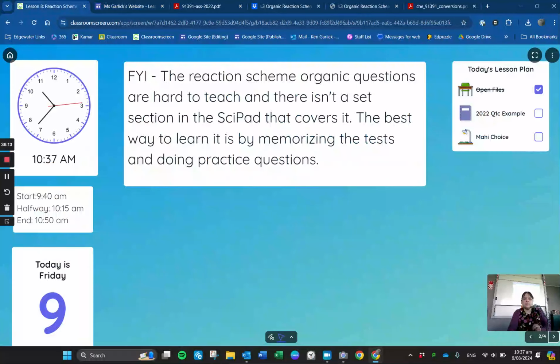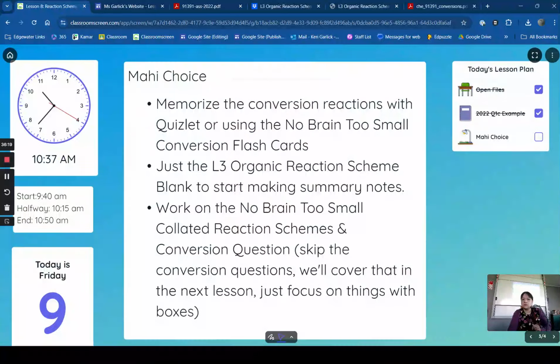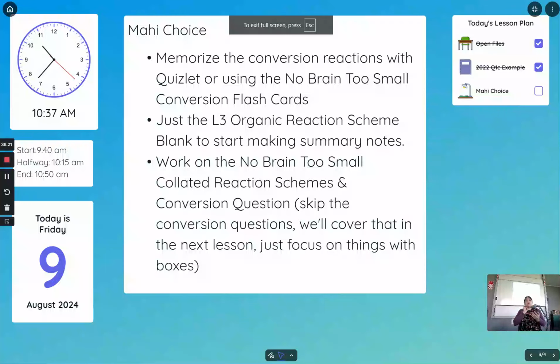But for my recommendations for what you guys do for the remainder of today's session, I know there's not a lot of time left because that took longer than I thought. So, several choices. The first thing is to use the flashcards or Quizlet to memorize all those reactions. I'm happy to print out those flashcards if anyone wants them.